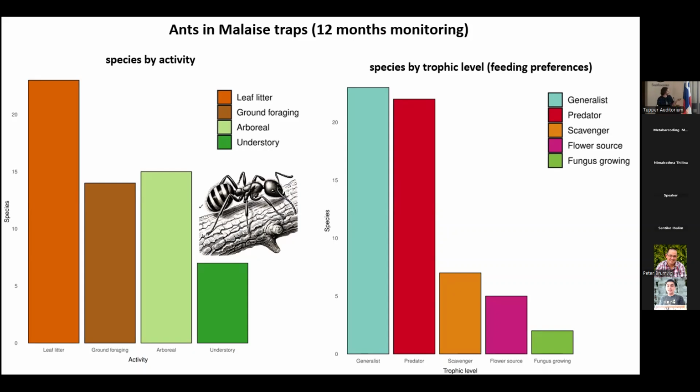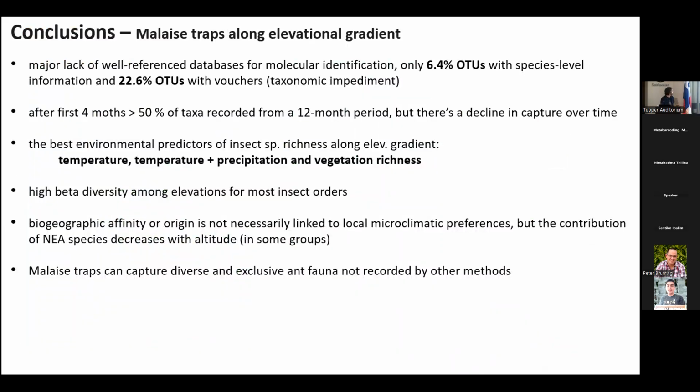And if you look at the composition by trophic level or feeding preferences, most of these ants can be classified as generalists. There were a lot of predators, and then more specialized feeding habits like fungus growing or sugar-oriented diets. But again, predatory ants, Dorylinae, and generalists were the most present groups in the malaise traps.